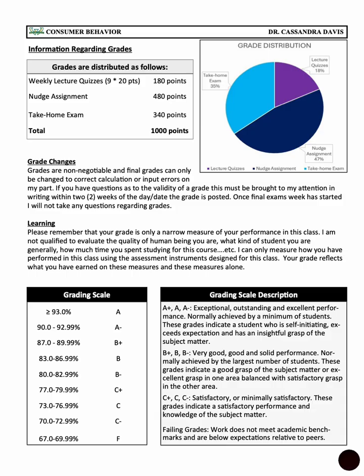Okay, so for a breakdown in grades, your grades are as follows. Our weekly lecture quizzes are a total of 180 points. Our nudge assignment is a total of 80 points. And then our take home exam is a total of 340 points. So the class is out of approximately 1,000 points.